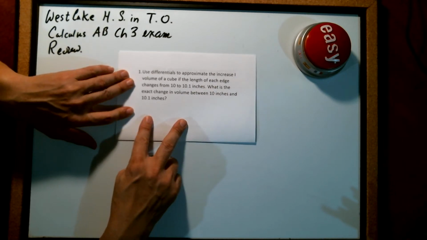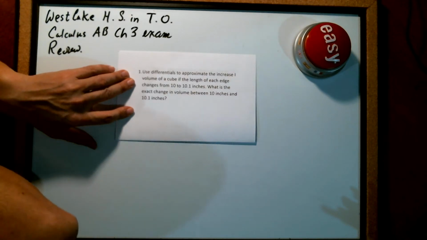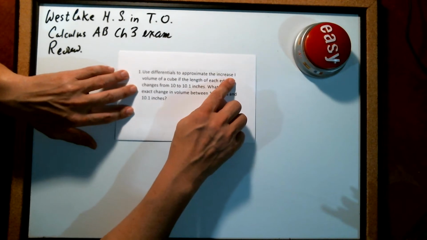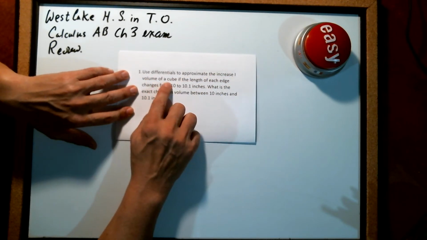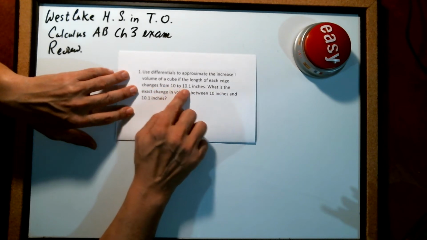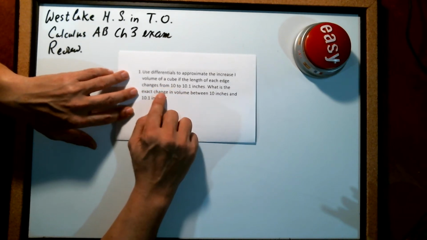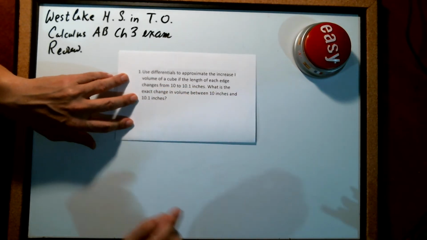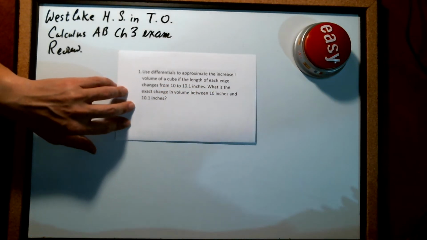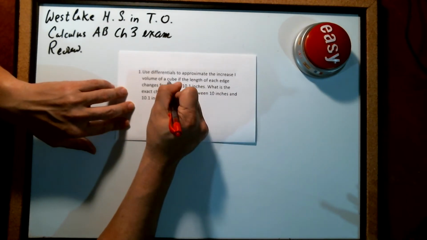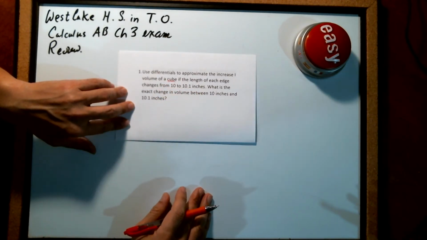It says use differential to approximate the increase in the volume of a cube if the length of each edge changes from 10 to 10.1. What is the exact change in volume between 10 inches and 10.1 inches? So when you use differential, one of the keywords, I'll write it down for you, I'm going to use red pen. We're looking at the change in volume of a cube. So that's the keyword right there, cube.